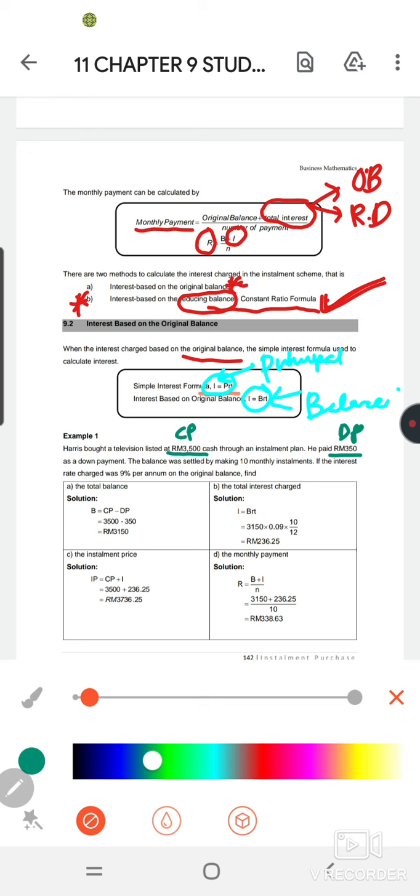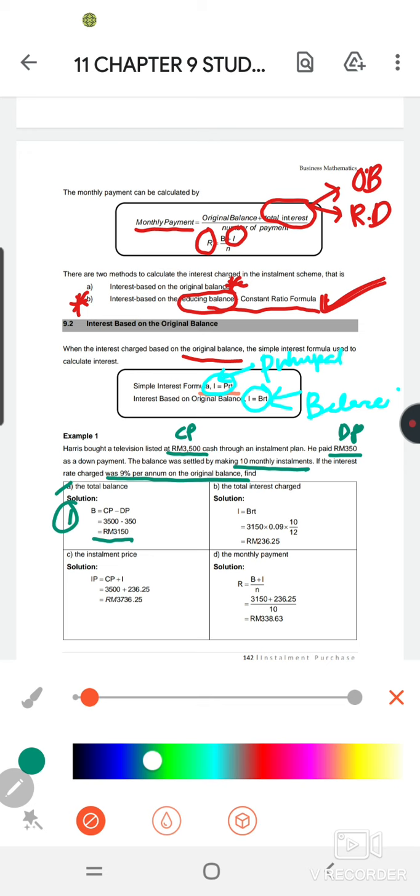The balance was settled by making 10 monthly installments. If the interest rate charged is 9% per annum on the original balance, find first the total balance. So for the total balance, or original balance, you can use the formula cash price minus down payment. Meaning we want to know how much balance he still needs to pay. So we take the original price of the television, which is 3,500. That is the cash price. And then he has paid a deposit of 350. So the balance he needs to settle is 3,150. Meaning if he wants to pay cash straight away, he has to pay 3,150.